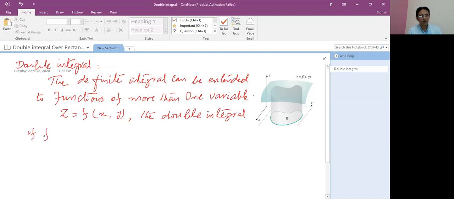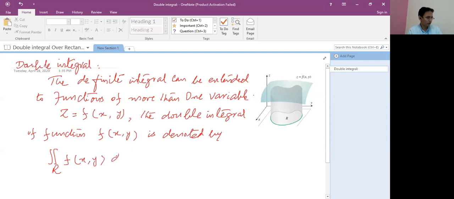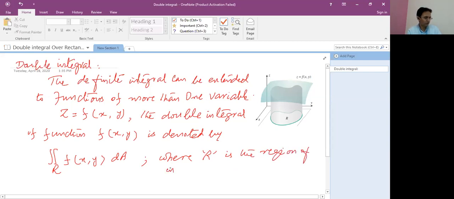The double integral of the function f of xy is denoted by double integral over R of f of xy dA, where R is the region of integration in the xy plane.